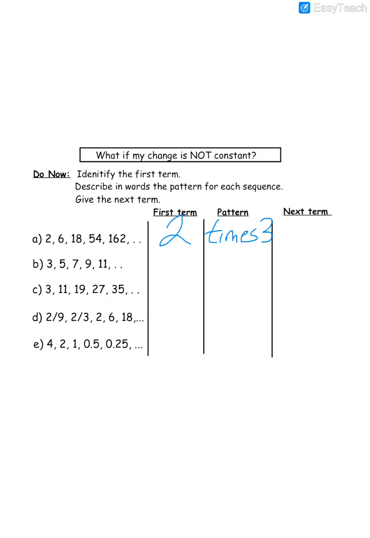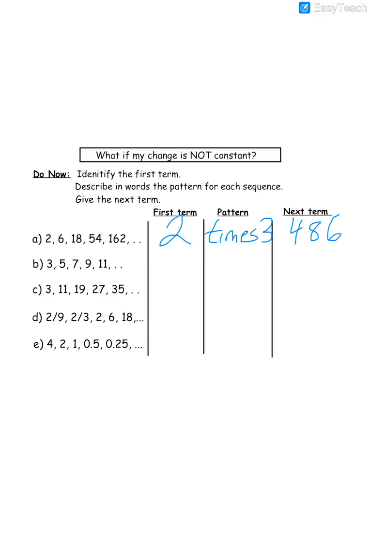So I'm going to use my calculator and I'm going to multiply 162 times 3. And I got 486 would be my next term. Okay, let's take a look at the next one.